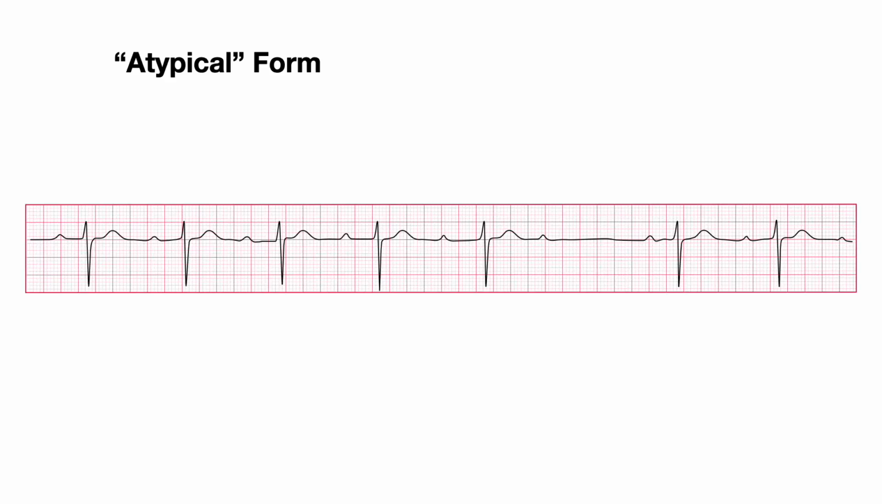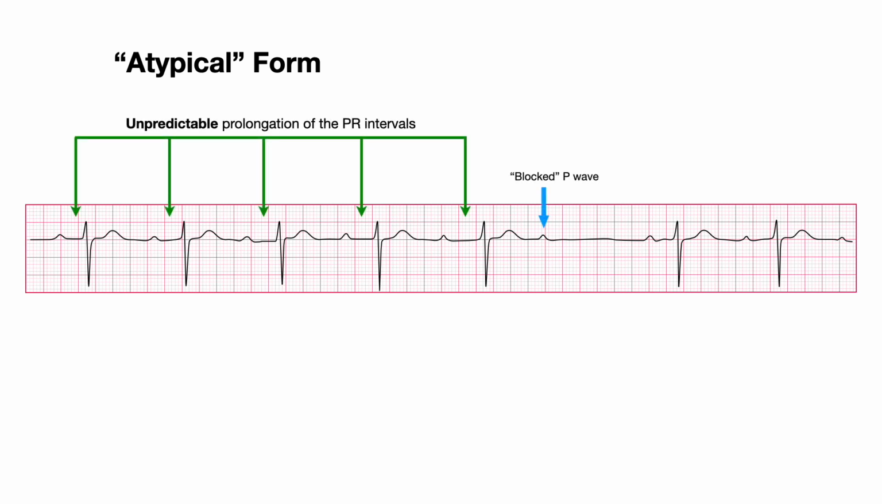However, over 50% of Wenckebach blocks do not conform to the traditional form. The atypical and more common form of Wenckebach block does not have the precise progressive or gradual prolongation of the PR intervals seen in the traditional form. There are unpredictable changes in the PR intervals anywhere within a Wenckebach sequence.